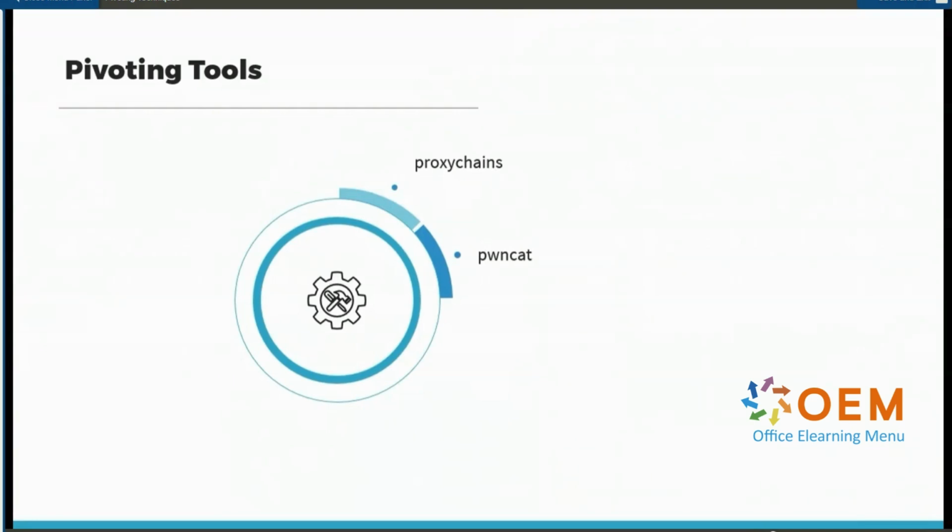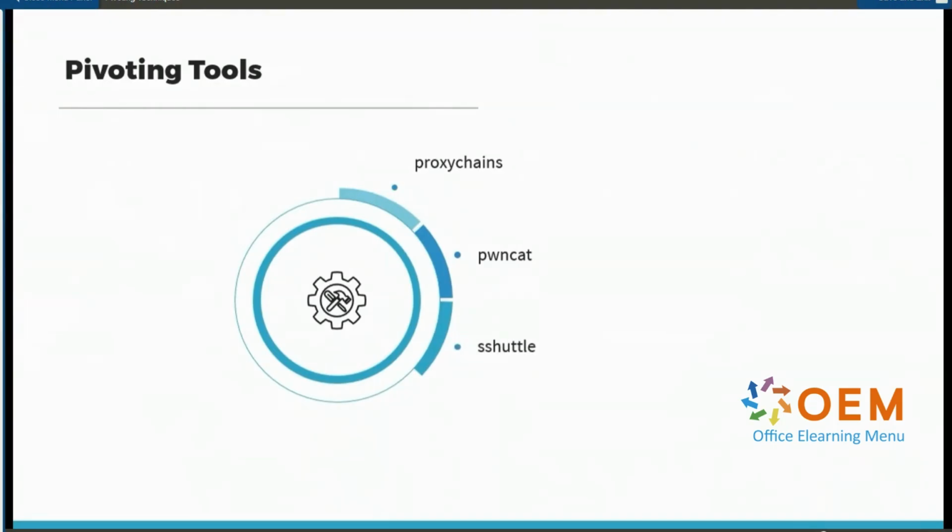Pwncat is a post-exploitation tool that facilitates interactions with remote shells and provides pivoting capabilities. It simplifies tasks such as privilege escalation, file transfer, and tunneling. Pwncat is particularly useful for maintaining access and pivoting through a compromised network environment.